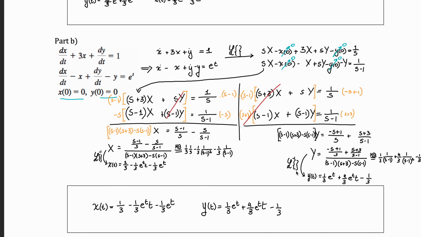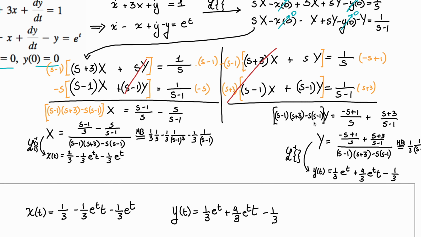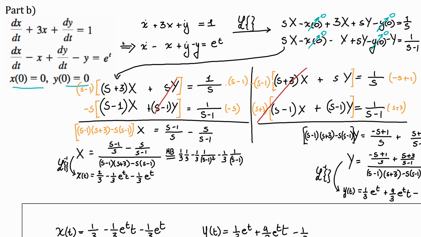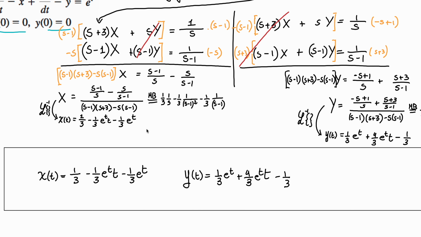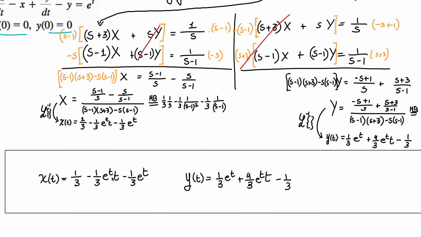Now, where we had this system, we rewrote it in a clearer way. We applied the Laplace transform with the initial conditions given, simplified, and by elimination solved for x and y independently, then applied the inverse Laplace. We got these two answers.